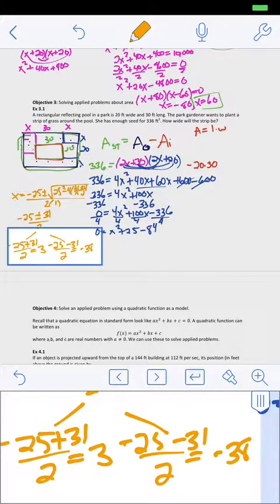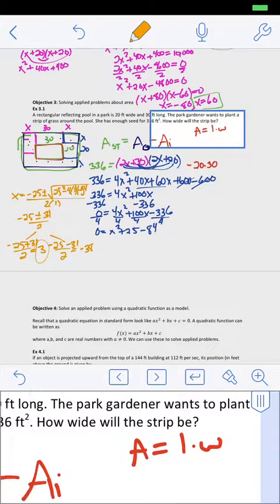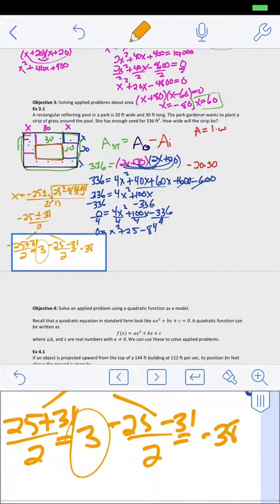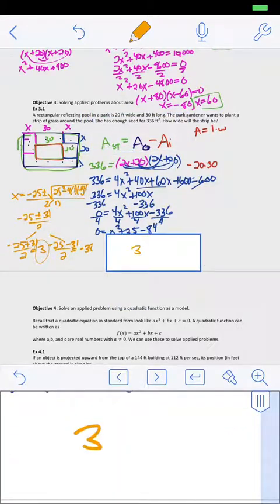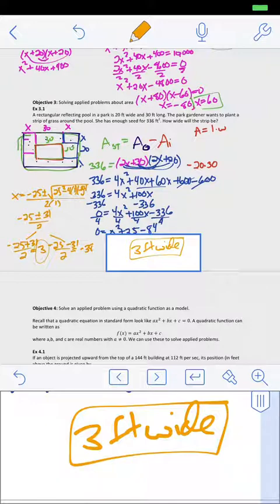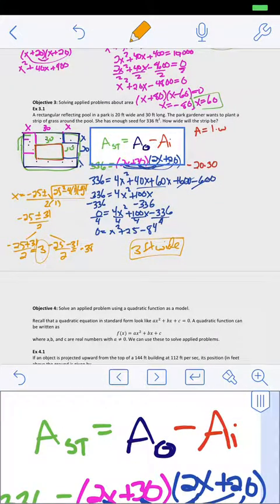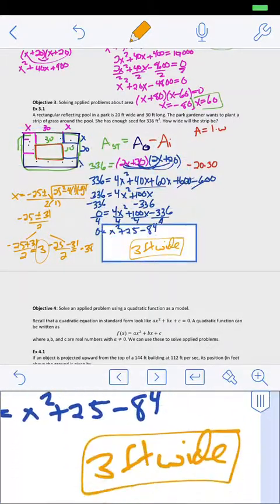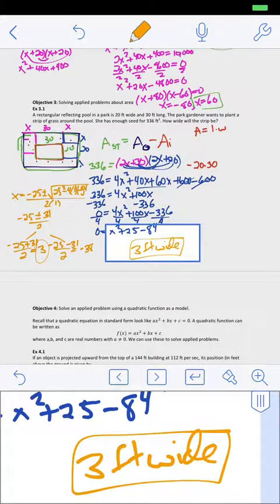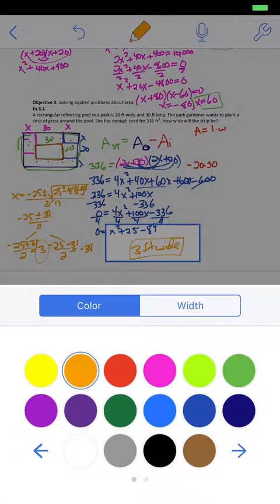And which one of those makes sense? That one. Right, so we're talking about how wide the strip will be, right? How wide it is has to be a positive number. So we get 3, and she says feet, so 3 feet wide. All right, so that's an area problem. It really comes down to this part right here. You have to know this kind of take-a-section-out thinking, and after that it's just a straight up quadratic formula problem. Let's do 2 more.